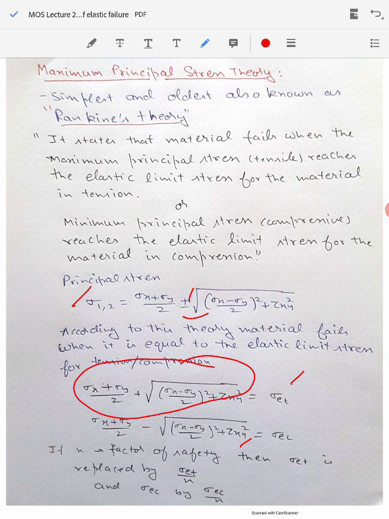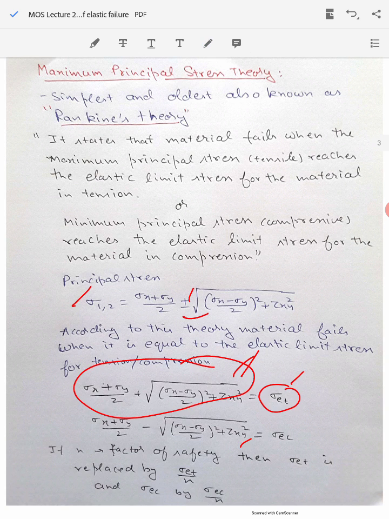So if you are given in the numerical that n is the factor of safety, it is always greater than 1. If you are given that the factor of safety is 2, 3 or 1.5, you simply divide the value of the elastic limit stress by that factor of safety, and then compare it with the principal stress value. So that is one way to calculate it.